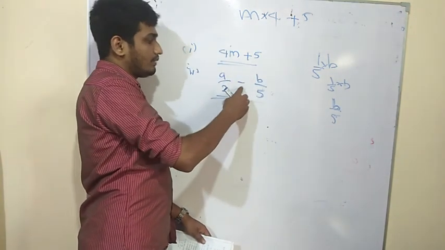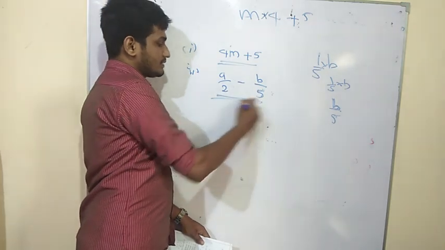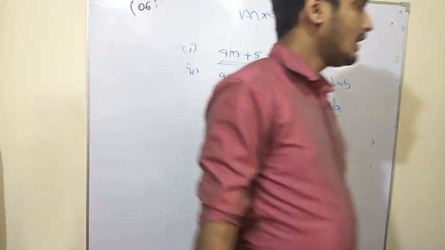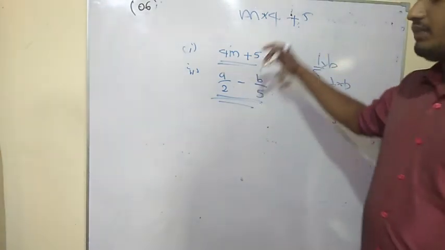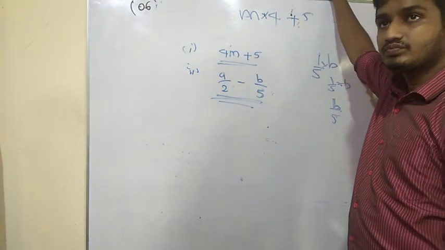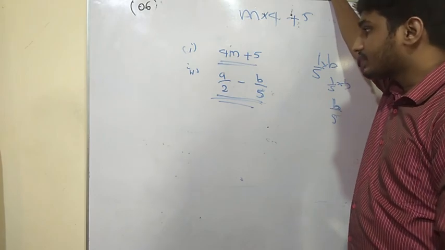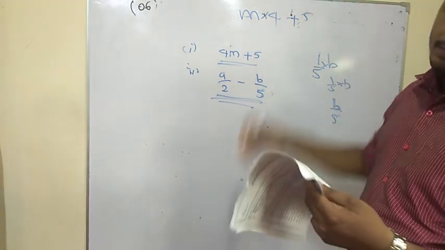A over 2 minus b over 5 is the answer. The answer is a over 2 minus b over 5.